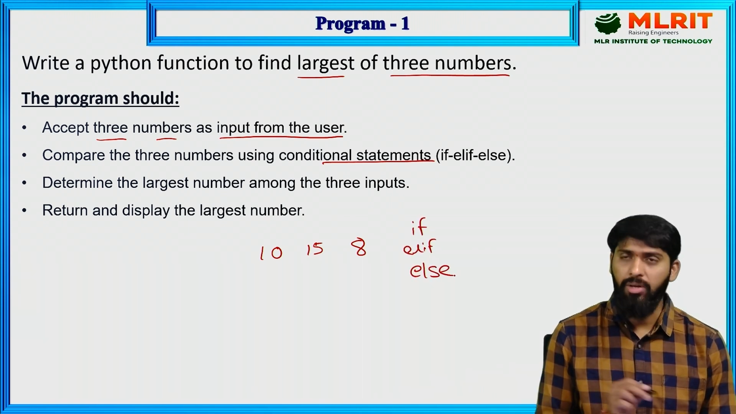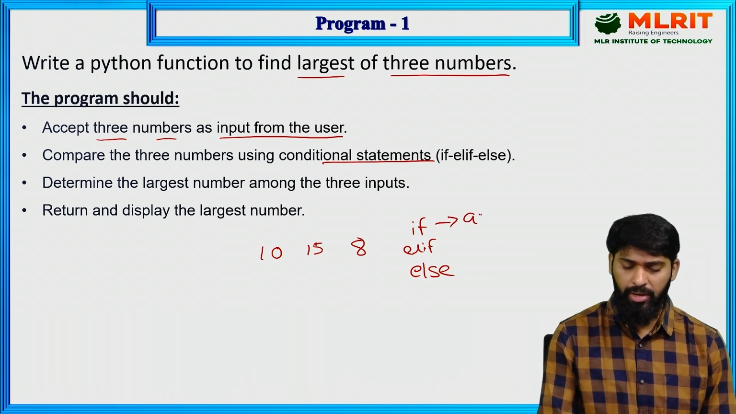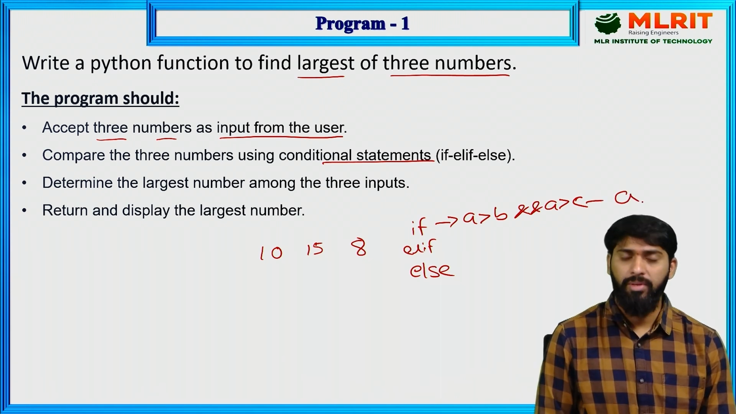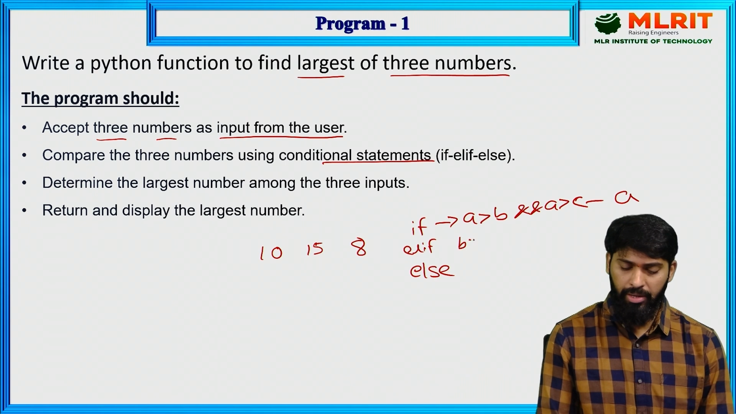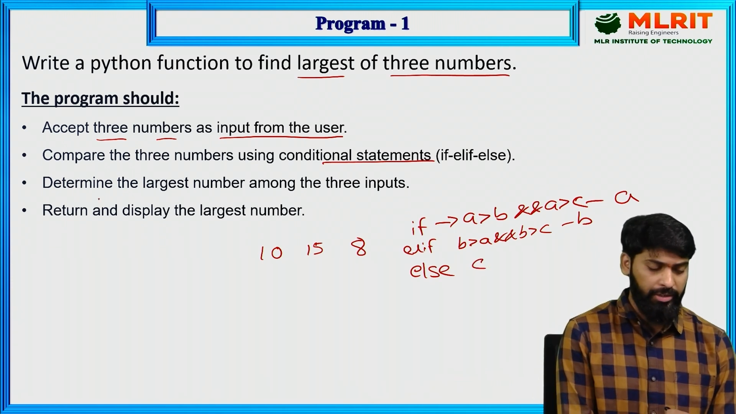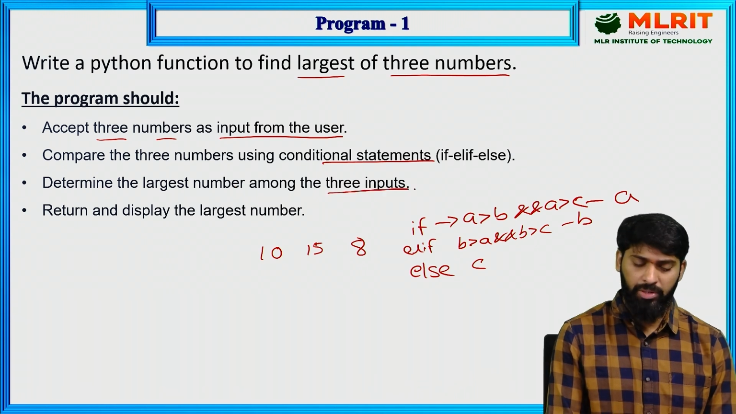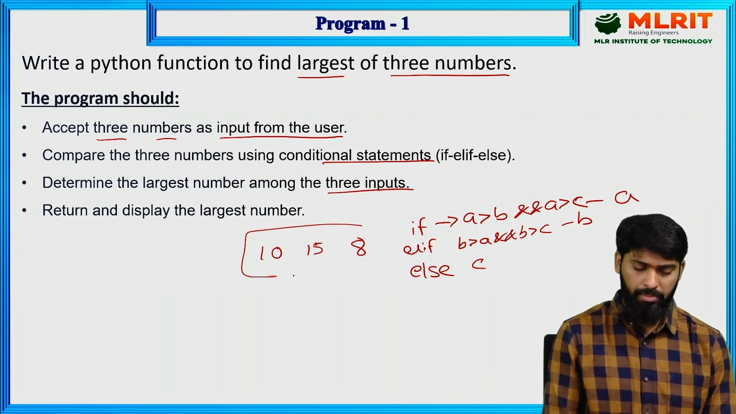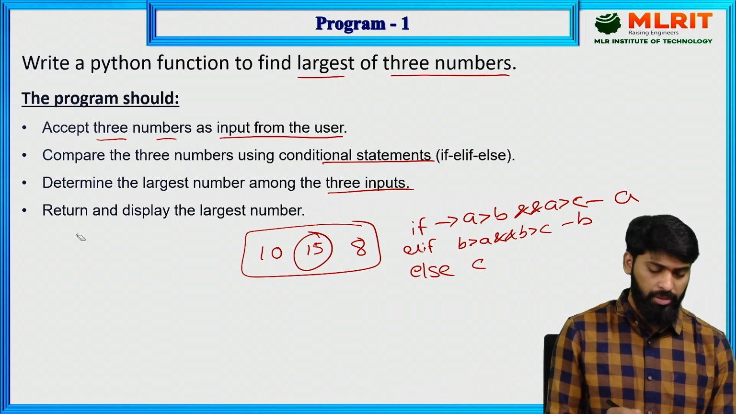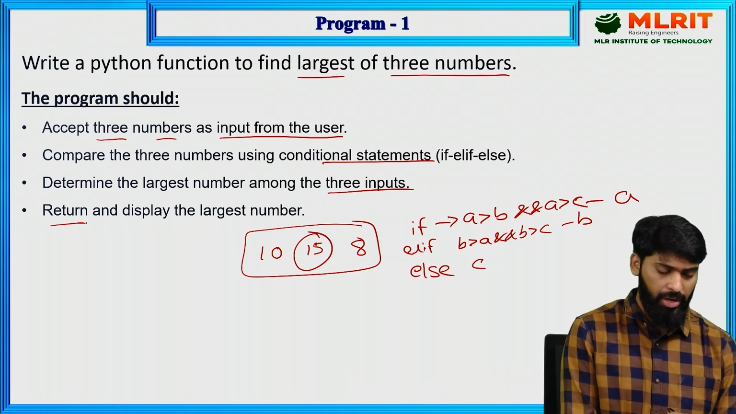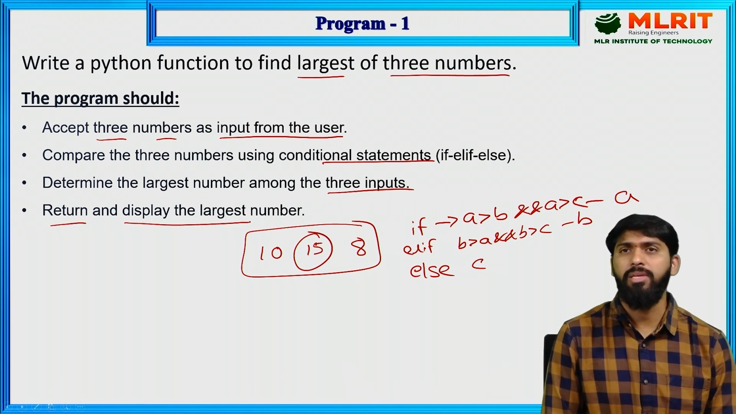If A greater than B and A greater than C, then A is big. Else if B greater than A and B greater than C, then B is big. Else C is big. And determine the largest number among 3 inputs. So based on these numbers, 15 is the biggest number. So this number we return and display as the largest number.